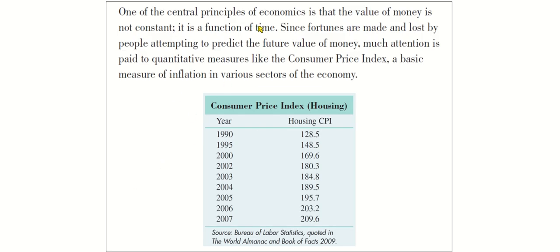One of the central principles of economics is that the value of money is not constant. It is a function of time. The value of money is a function of time. It changes with time. Or, the value of money depends on what year it is. Since fortunes are made and lost by people attempting to predict the future value of money, much attention is paid to quantitative measures like the Consumer Price Index, a basic measure of inflation in various sectors of the economy. So, a table of values, which does set the tone, especially for this section.